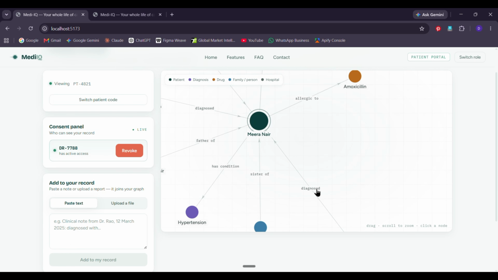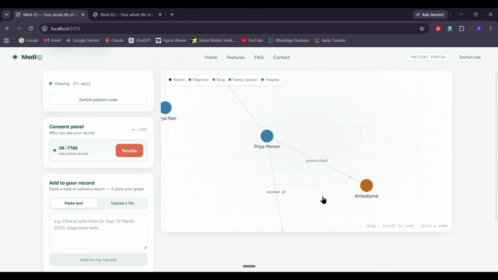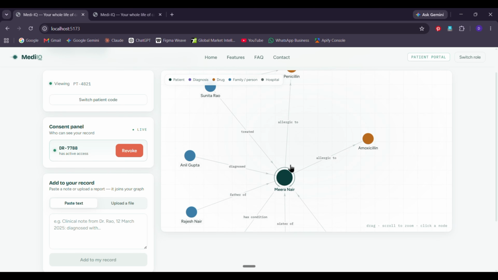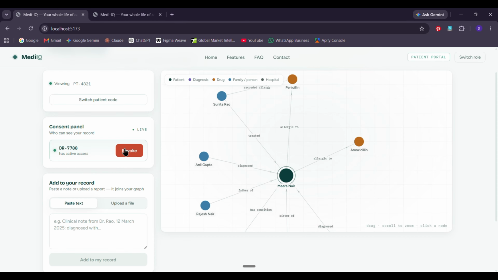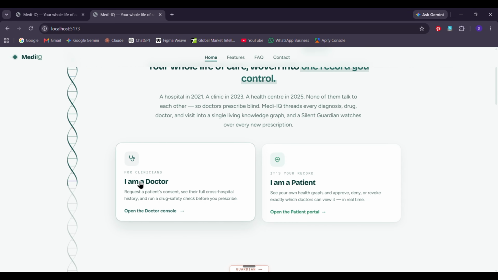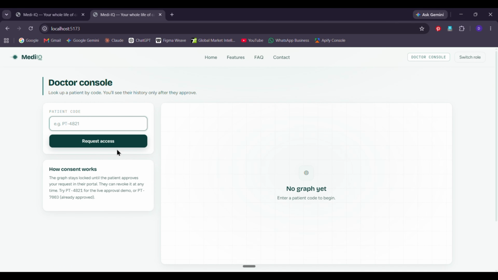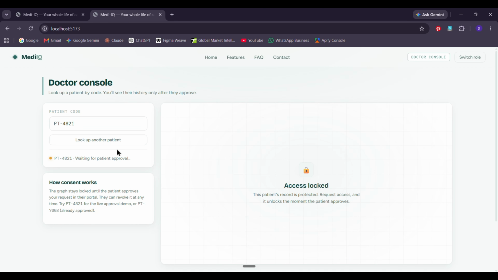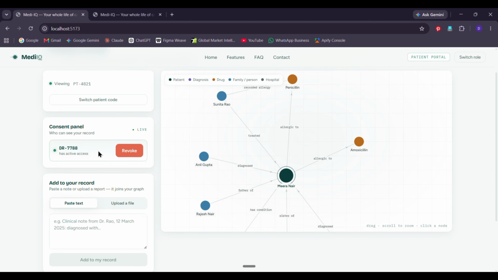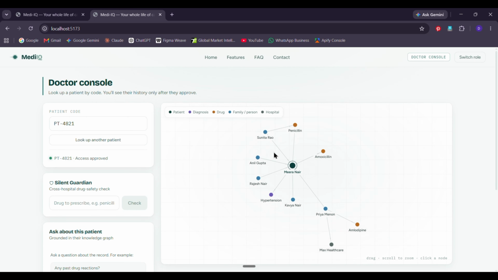Two signature features: Silent Guardian, which checks a new prescription against a patient's entire history, including a reaction recorded years ago by a completely different doctor, and flags dangerous interactions before they happen, and a consent-based access model where nothing is shared with the doctor until the patient explicitly approves it and can be revoked live at any moment. Patients can also self-register and upload their own medical reports, text or files, to build their own record from scratch.